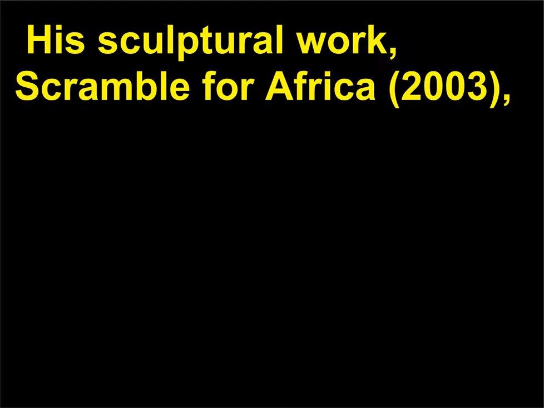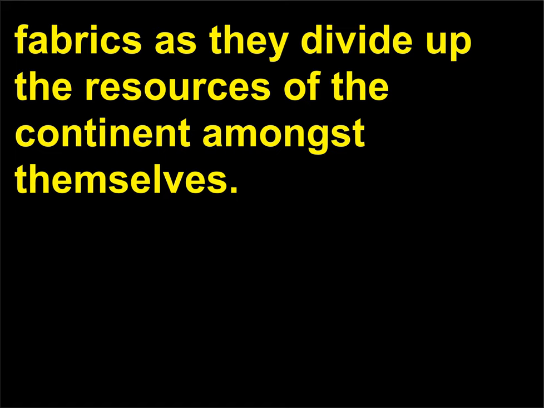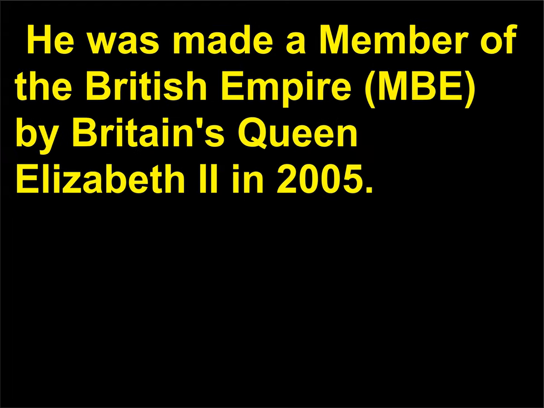His sculptural work, Scramble for Africa, 2003, depicts headless European leaders dressed in European-style clothes made with African-printed fabrics as they divide up the resources of the continent amongst themselves. He was made a Member of the British Empire, MBE, by Britain's Queen Elizabeth II in 2005.